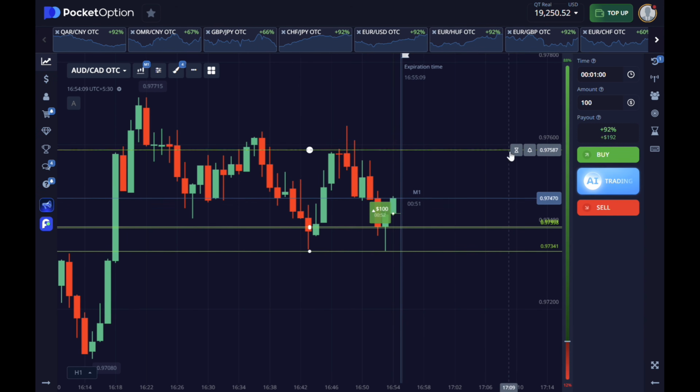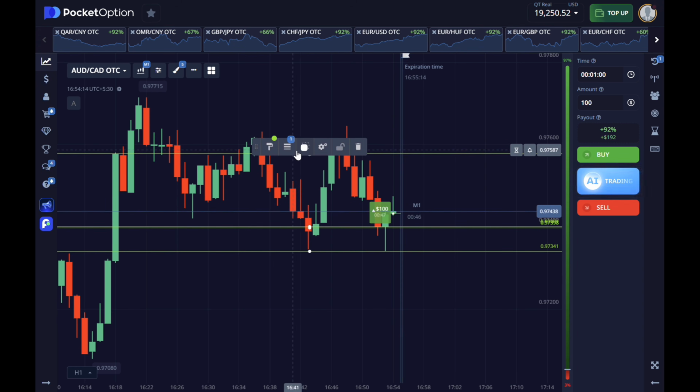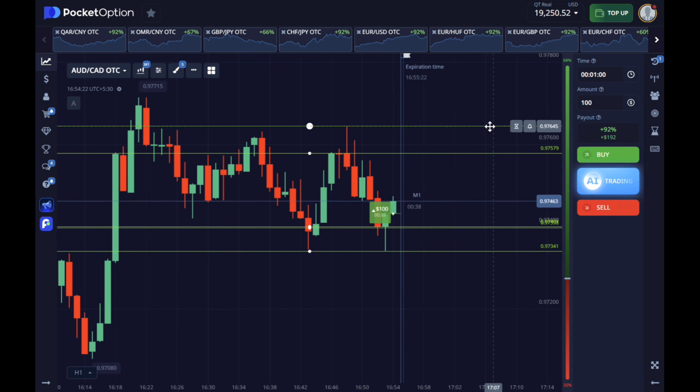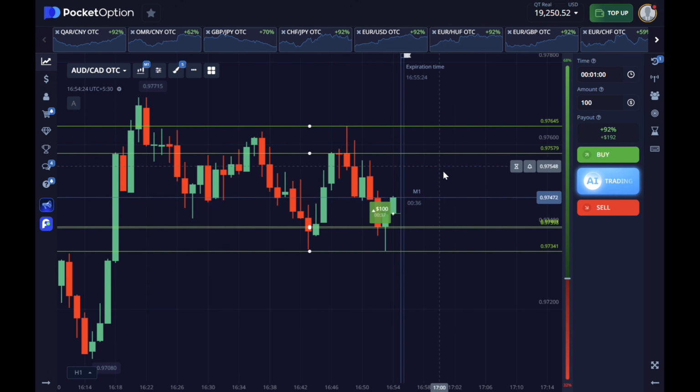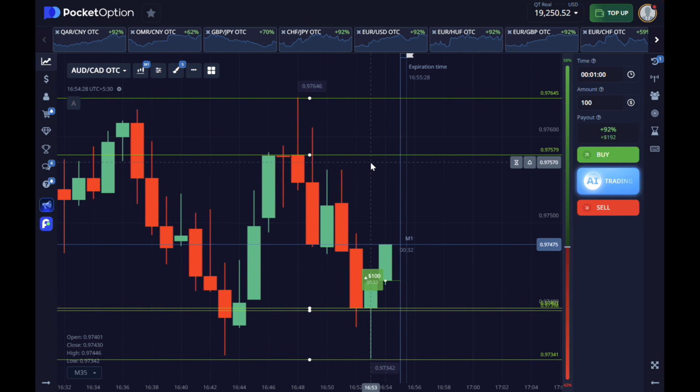And on the upper side, I will place a resistance, but not just a single level. I will create a resistance zone just like I made a support zone. Covering the long wick on the upper side, I have created a resistance zone here. This has become my support level below. Now the market is moving within this range.